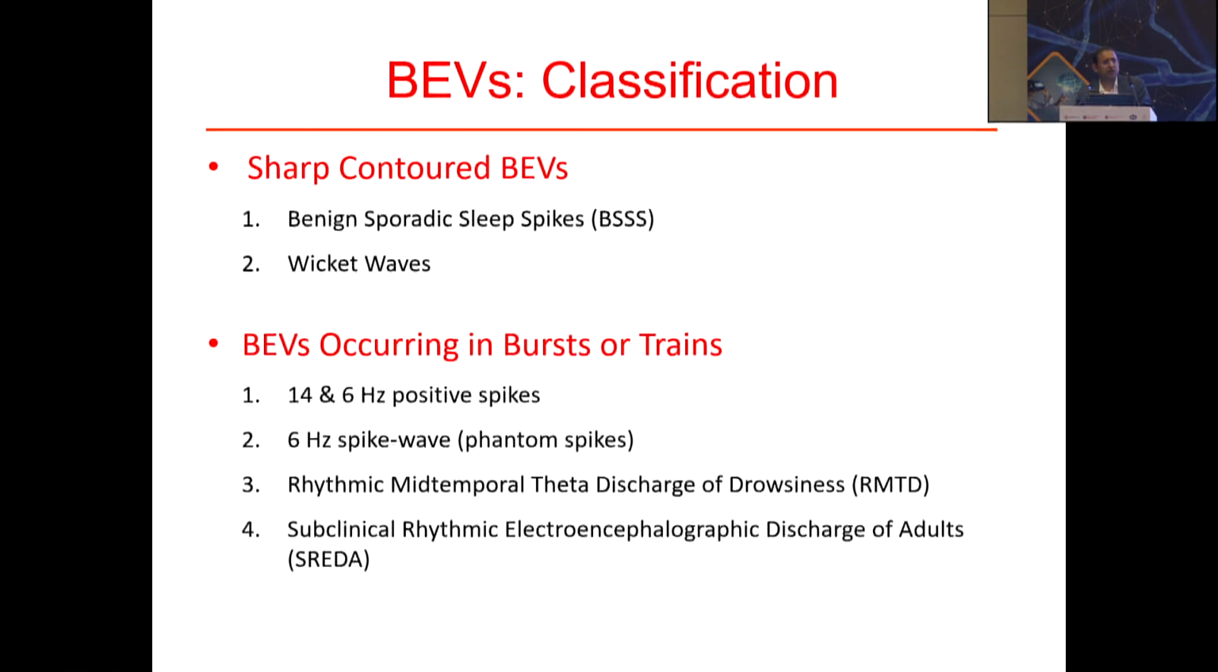So they may be sharp contoured or may come in trains. Sharp contoured ones are BSSS and wicket wave. Wicket wave can also come in trains. Then comes 14 Hertz, 6 Hertz, phantom spikes, RMTD, SRIDA.